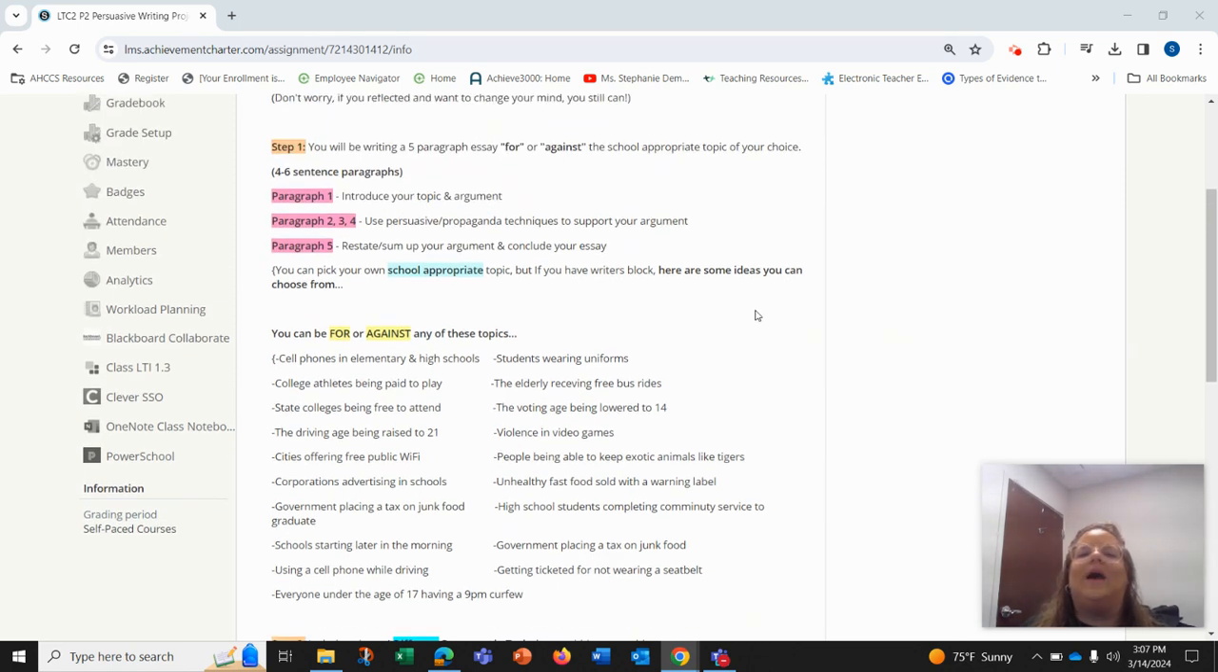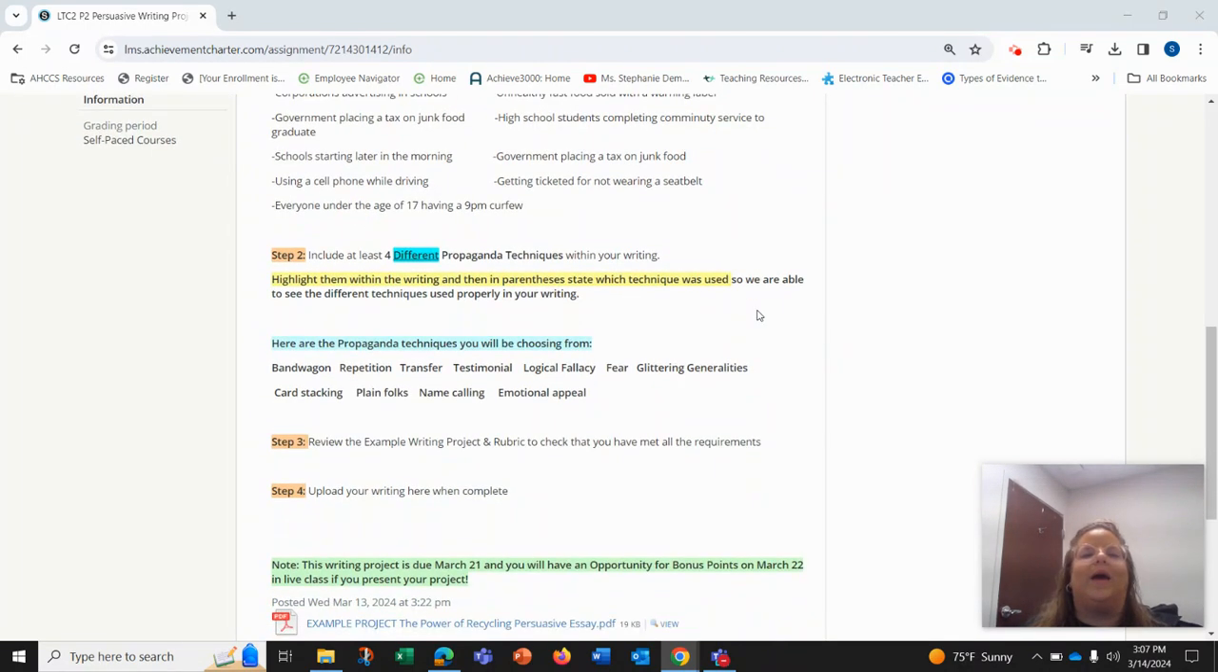Now, as you are writing your 5-paragraph essays, what you need to keep in mind is that you need to include at least 4 different propaganda techniques within your writing. And you'll be highlighting them within the writing and then putting them in parentheses to state which technique was used. So we're able to see the different techniques used properly in your writing.